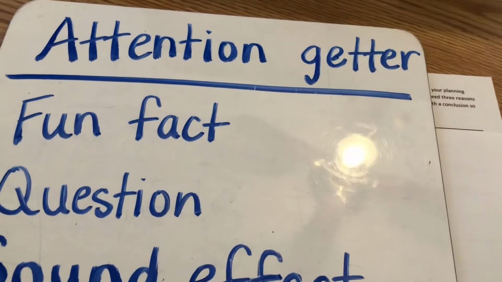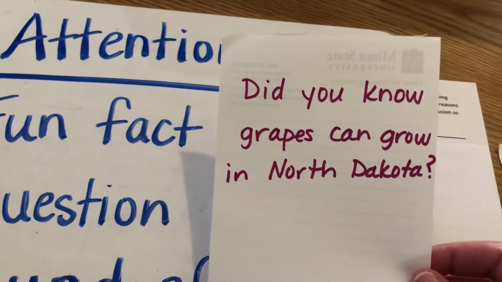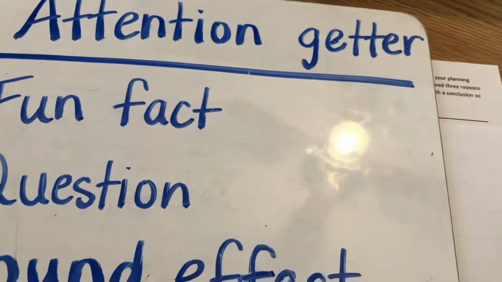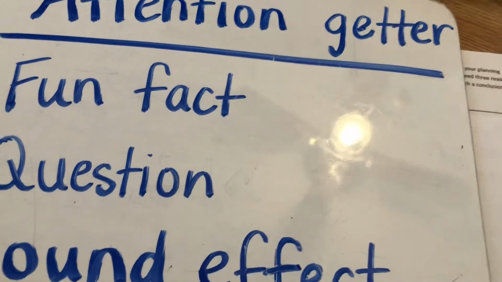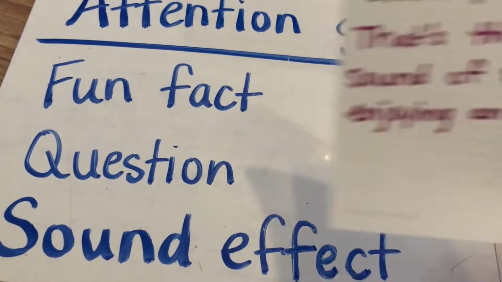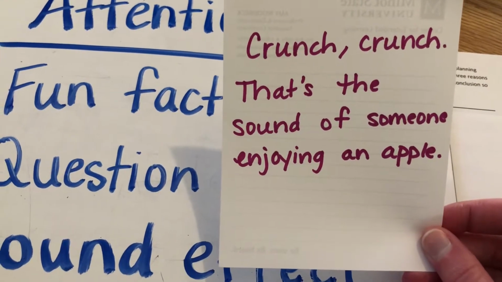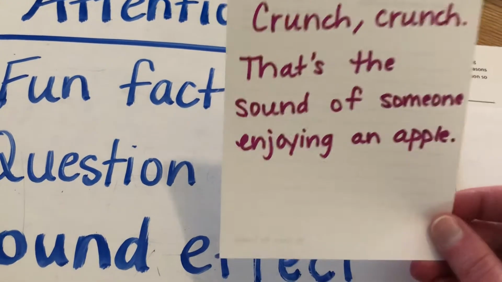You could ask a question. Did you know grapes can grow in North Dakota? Or ask some other question about whatever your topic is. You can even use a sound effect. Crunch, crunch. That's the sound of someone enjoying an apple.